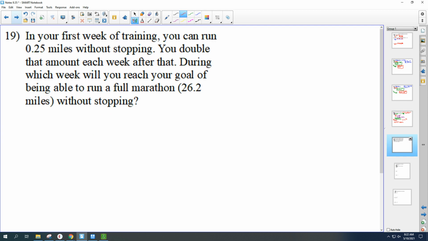Next one's a story problem, and I know how hard it is to do story problems sometimes, but let's read it. In your first week of training, you can run 0.25 miles without stopping. You double that amount each week after that. During which week will you reach your goal of being able to run a full marathon, 26.2 miles without stopping?